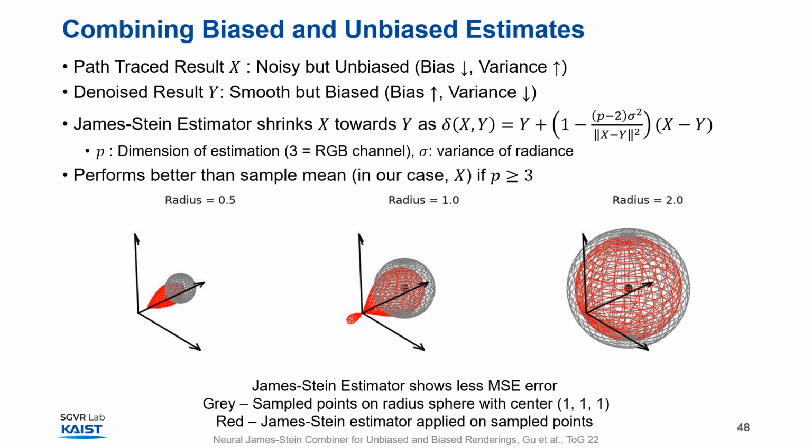This figure can show you a visual example. The gray points are uniformly sampled on the radius mentioned here with a center of 1, 1, 1, and the red points are results of the James-Stein combiner of the gray points and the point 0, 0, 0. We expect that both point distributions have a mean close to 1, 1, 1. However, unexpectedly, the red points show less MSE error than the gray points because the red points tend to be dense, reducing the variance.